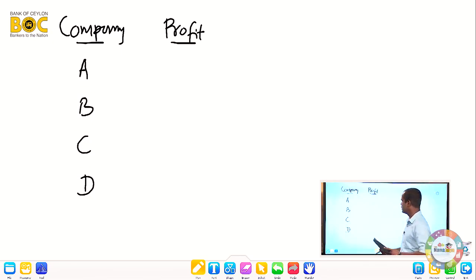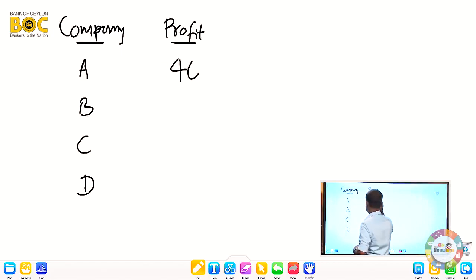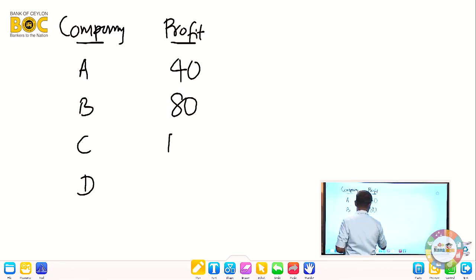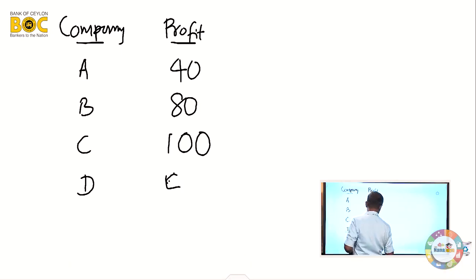Four companies. So, company A, say profit is 40 million rupees. The second company, B, assume profit is 80 million rupees. The third company, we assume the profit is 100 million rupees. And the fourth company, profit is 200 million rupees.